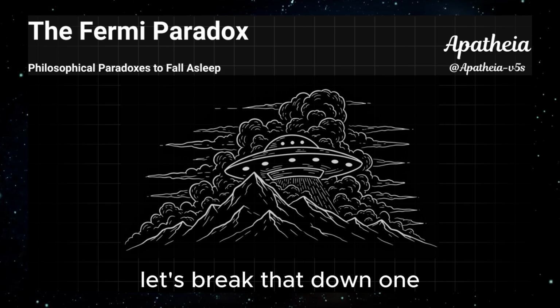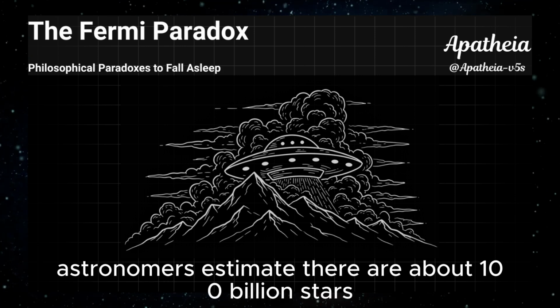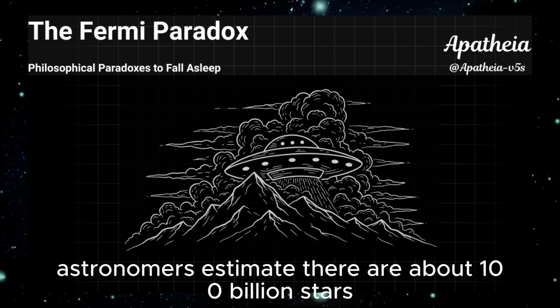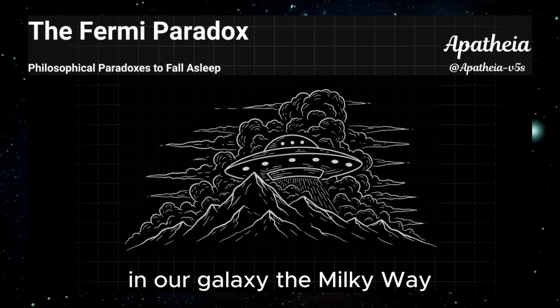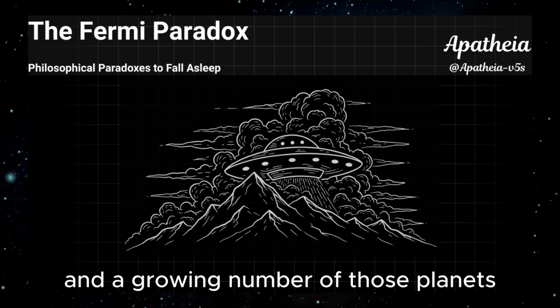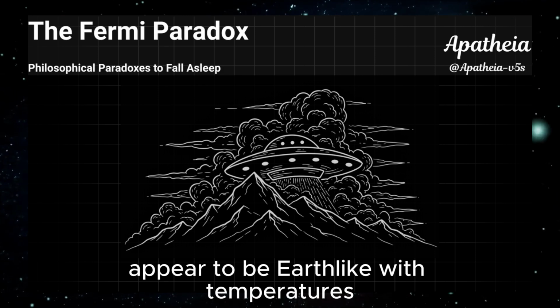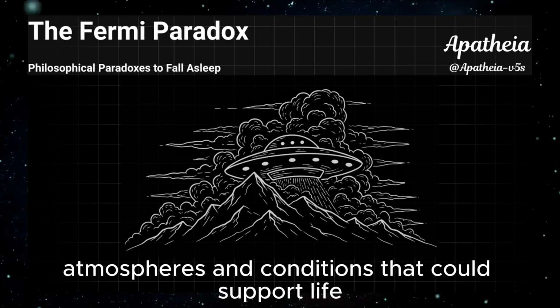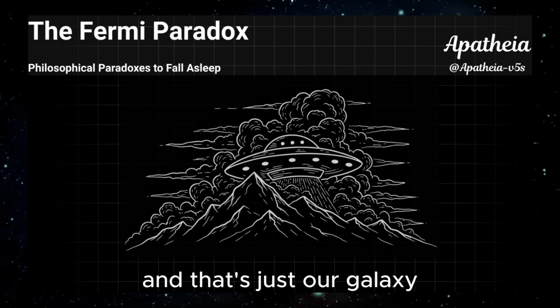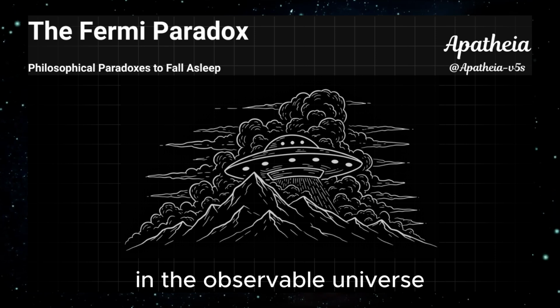Let's break that down. 1. The universe is big, really big. Astronomers estimate there are about 100 billion stars in our galaxy, the Milky Way. Many of those stars have planets, and a growing number of those planets appear to be Earth-like, with temperatures, atmospheres, and conditions that could support life. And that's just our galaxy. There are estimated to be 2 trillion galaxies in the observable universe.